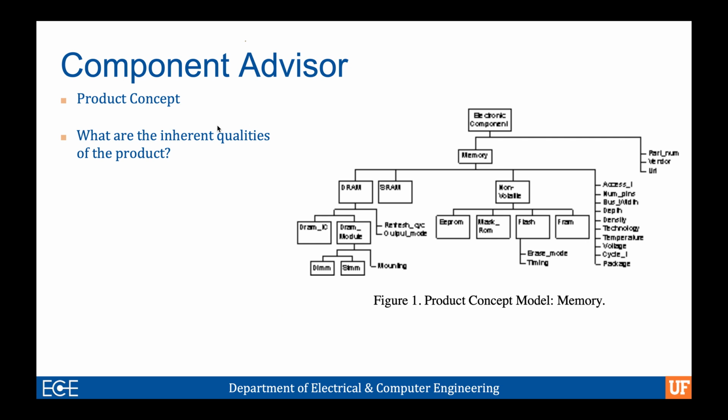On the right-hand side, sorry for the grainy picture, is the product concept model for memory. You can see non-volatile memory, and then on the left-hand side, this is volatile memory, RAM. These are flash, base mode, timing. These are all things that I'm sure to these users were very important and are the types of information that are inherent qualities to that product.